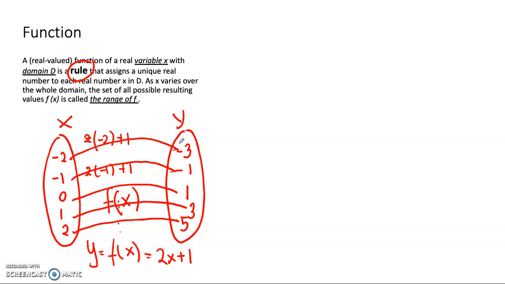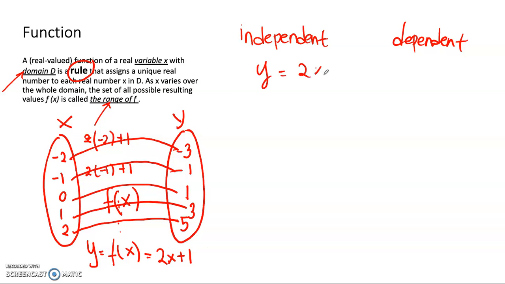Another important term that I would like to emphasize is domain. The word domain and range. But before we go to domain and range, I would like to discuss first about the words independent and dependent variable. So from this function, y equals 2x plus 1, we know that there are two variables, y and x.